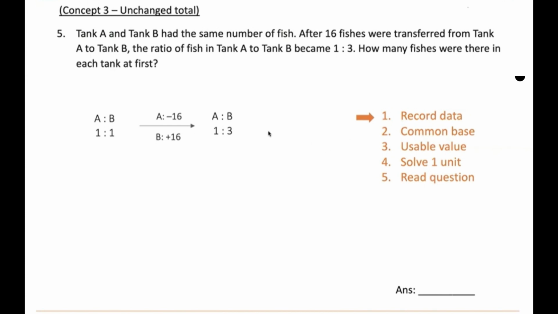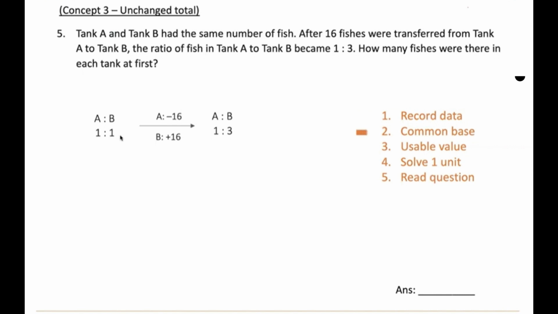In this question, total is unchanged because the total number of fishes before and the total number of fishes at the end is the same. Why? Because you take fishes from tank A and put it in tank B. Correct? So minus 16 plus 16. Nothing changed. Total still the same. All right. Group has changed, obviously. A has changed, B has changed. But total don't change. So common base is what didn't change.